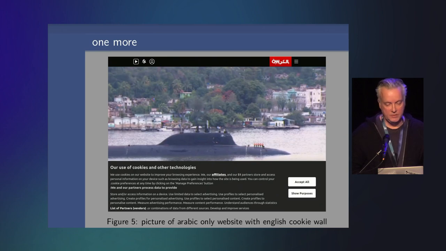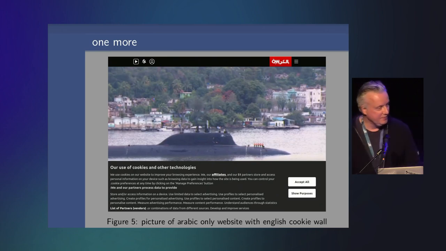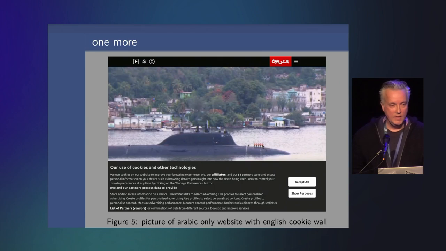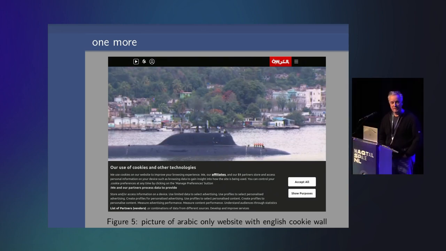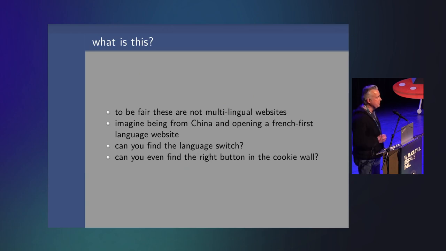This is another example. This is the Arabic website of CNN. This is even worse. It's an Arabic website. Everything is right to left, except for the cookie wall. Imagine that you're from an Arab country, and you're opening this website, you're interested in information, and you see this cookie wall, but you don't speak English. Nice, eh? But of course, to be fair, these are not meant to be multilingual websites.